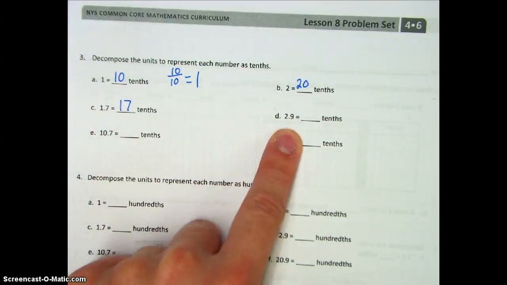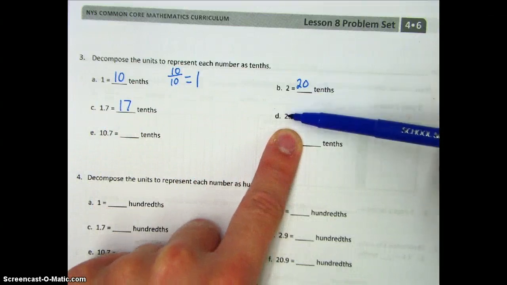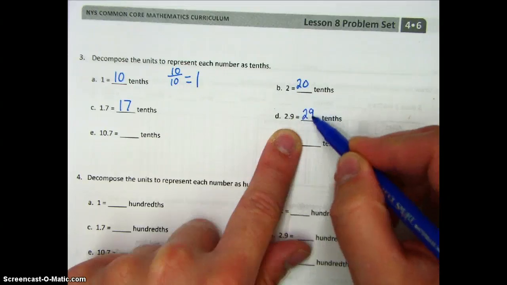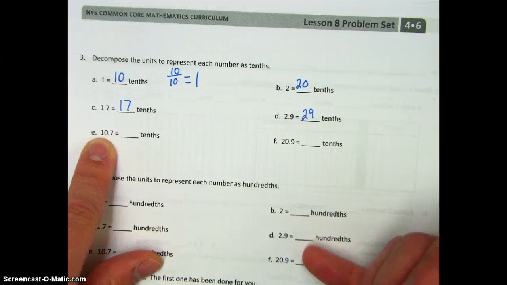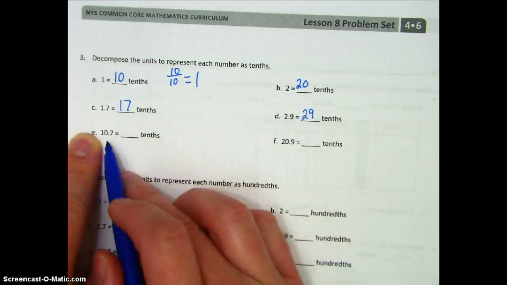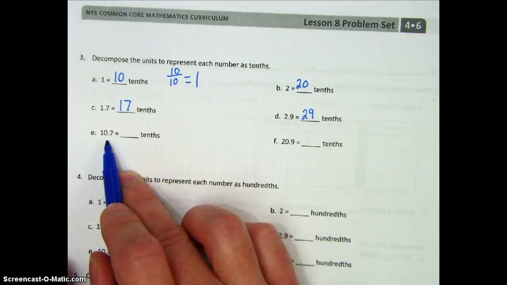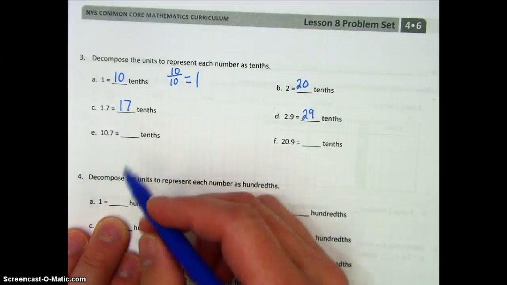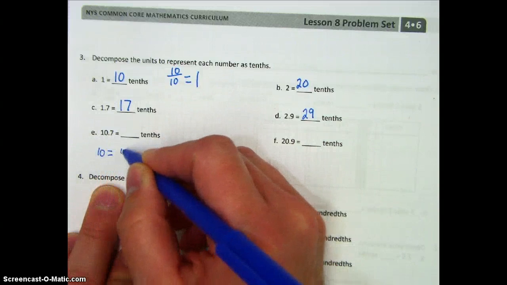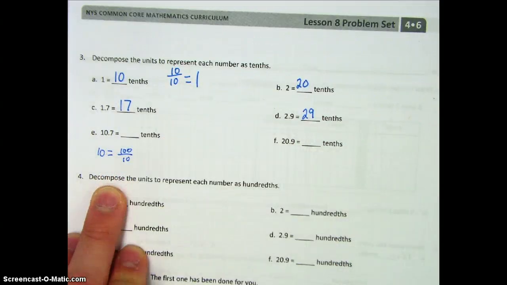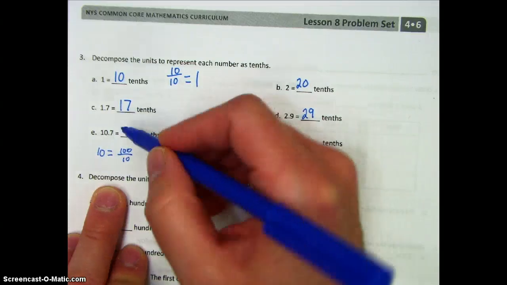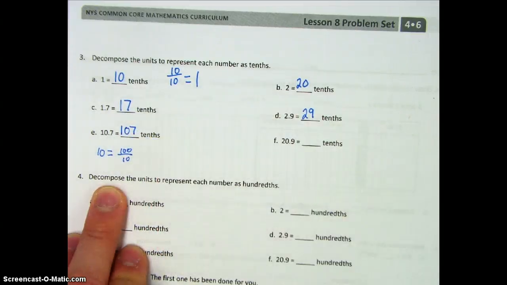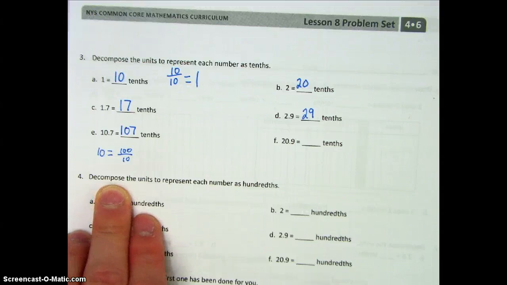Okay. Now letter D, again connecting it to what we have with B. If I know 2 is 20 tenths, then I just add 9 more tenths to that. Okay, now it gets a little bit different, because now we have 10. Now I know that 1 is 10 tenths, and I'm going to have 10 of those. So 10 equals 100 tenths. So I have 100 tenths plus 7 more. So 10 and 7 tenths is actually 107 tenths.